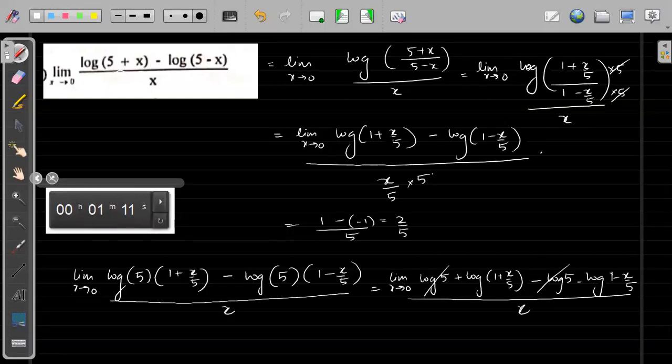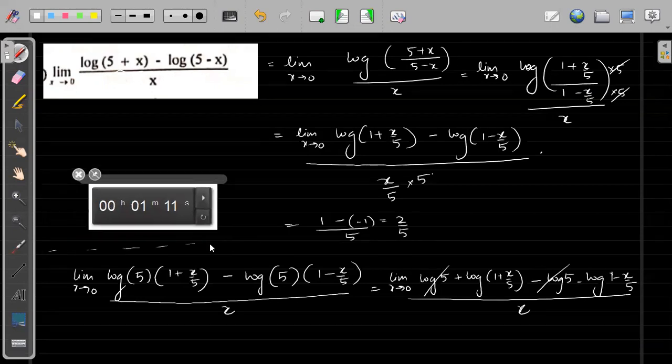Now again I can take log separately, right? If I'm able to do till here, that means I can do it directly also. We can do some operation on log. So we will write 5 common. Log of a into b is log a plus log b, minus log a plus log b.